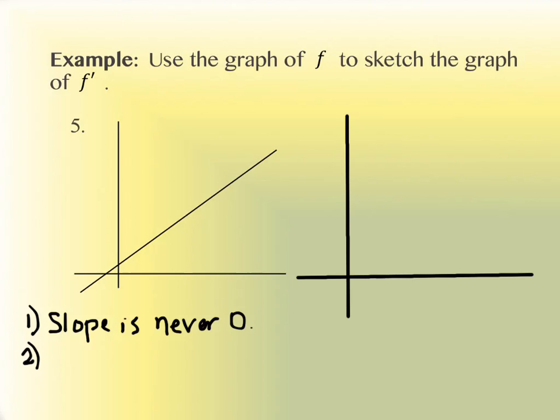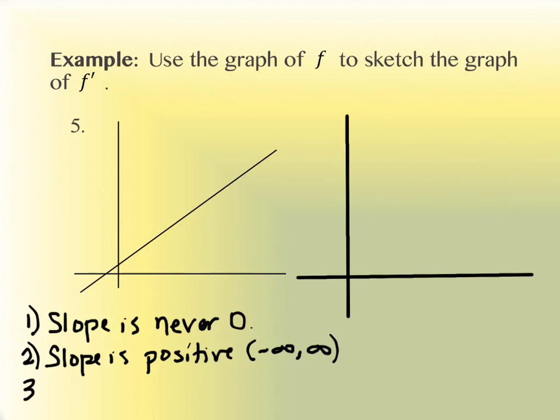Step number 2 talks about positive and negative slopes. So what can you tell me about this graph? It's positive. Good. The slope is positive. And it's positive everywhere. Okay, so you can write the word everywhere. You could put the interval negative infinity to infinity, whatever you'd like on that. Either of those would be fine.